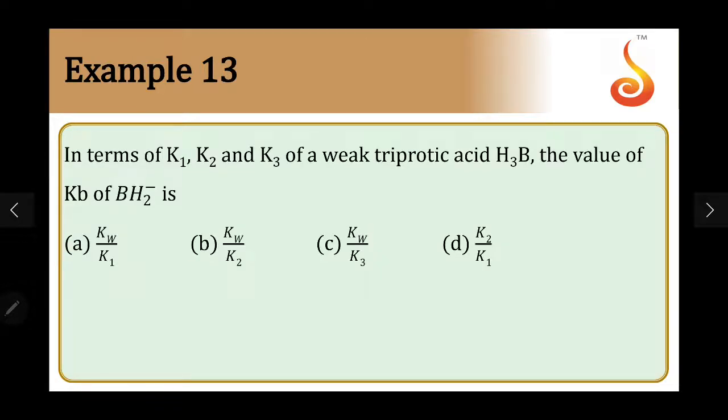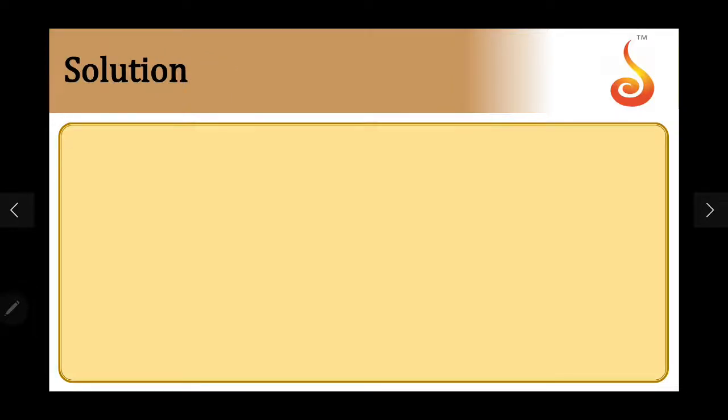Next question. In terms of K1, K2, K3 of a weak triprotic acid, the value of Kb of BH2 minus is... So if you take the three dissociations, H3B gives rise to H plus and BH2 minus. So this is Ka1.